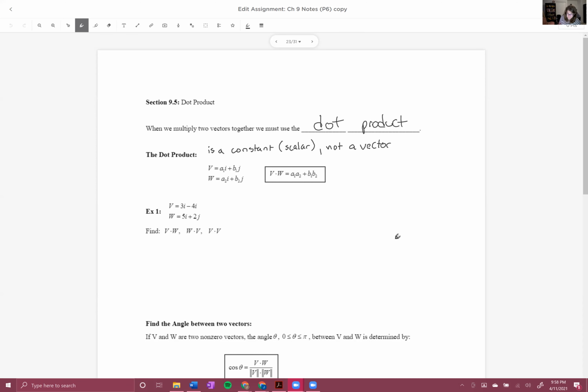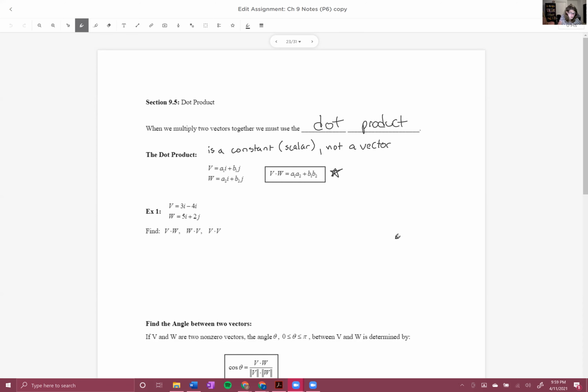So how you do the dot product of two vectors is you're going to multiply the i components and the j components. So the two numbers that are attached to the i's, you multiply those. You take the two numbers that are attached to the j's, you multiply those, and then you're going to add them. So here's our formula right there in our box. So let's take a look at some examples.